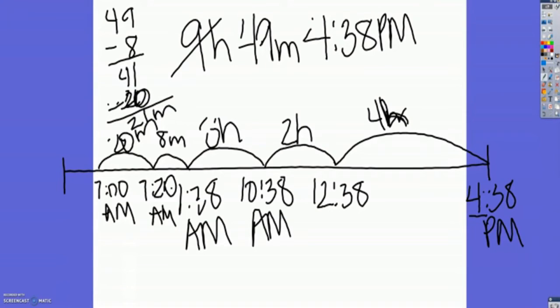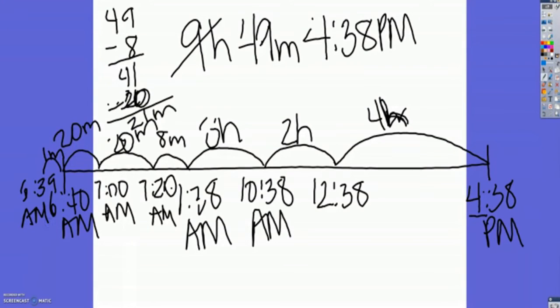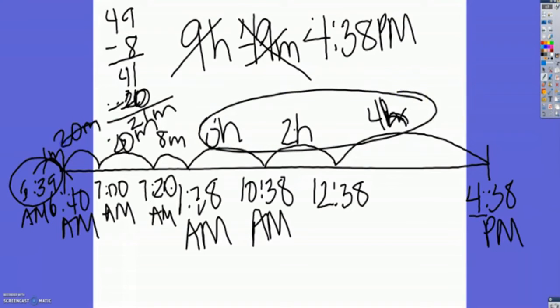Again, kids may not know 21 minutes before 7 o'clock, and that's okay. So let's go ahead and just break it up into a 20-minute jump, which would put us at 6:40 a.m., and then a 1-minute jump, which would put us at 6:39 a.m. So that means that the teacher arrived at school at 6:39 a.m. that morning, because we're done jumping our 49 minutes. So we jumped a total of 9 hours and 49 minutes.